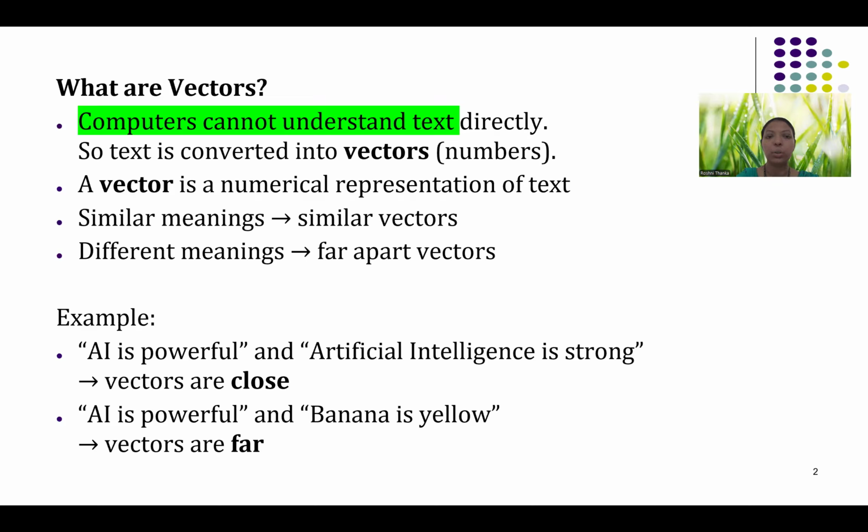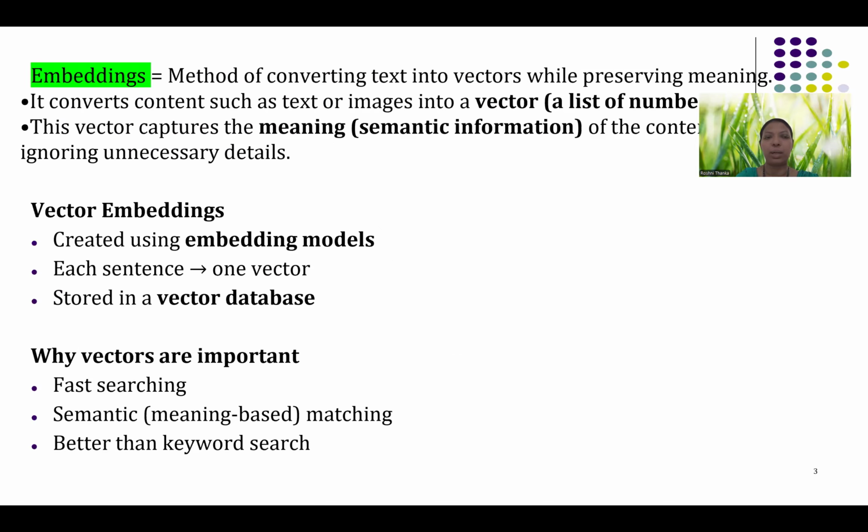So the vectors are close. And in this example, "AI is powerful" and "banana is yellow" are not close to each other. They are far away from each other, so the vectors are far. When we have a numerical representation based on semantic meaning, we can easily find that even though the words are not very similar, meaningfully, or semantically, they are close to each other. We can find it very easily because of this vector concept. That's why we have vectors.